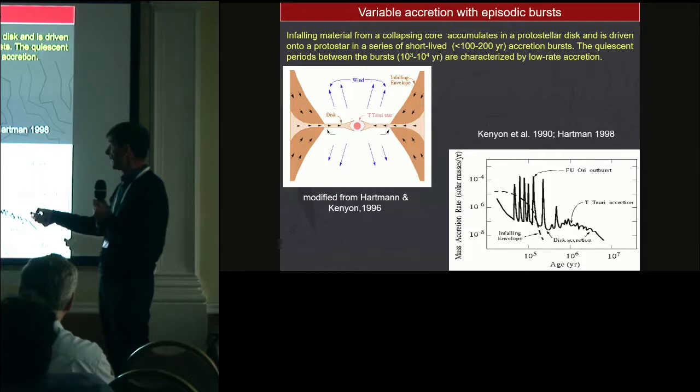And these clumps then migrate onto the star and produce the bursts. So how does it happen? First, what is gravitational instability? We have a gaseous disk orbiting the central star. Then if the so-called Toomre Q parameter is less than about 1.5, the disk becomes unstable in the sense that it starts developing spiral arms.